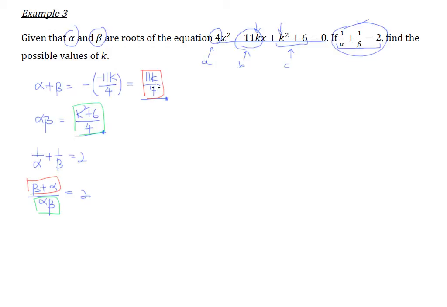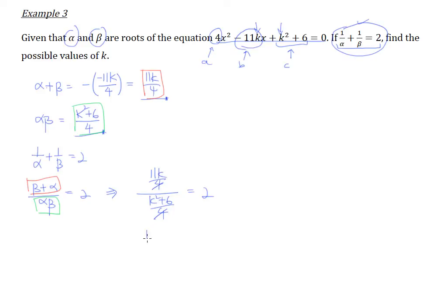So by putting this sum of roots, which is alpha plus beta, up here, and the product of roots, which is alpha multiplied by beta, down here, we will be able to end up with an equation that looks a bit like this: 11k over 4 over k squared plus 6 over 4 equals 2. Okay, and now this is basic algebra, so if we were to simplify this a little, the 4 and the 4 will cancel out, and we do a cross multiply.